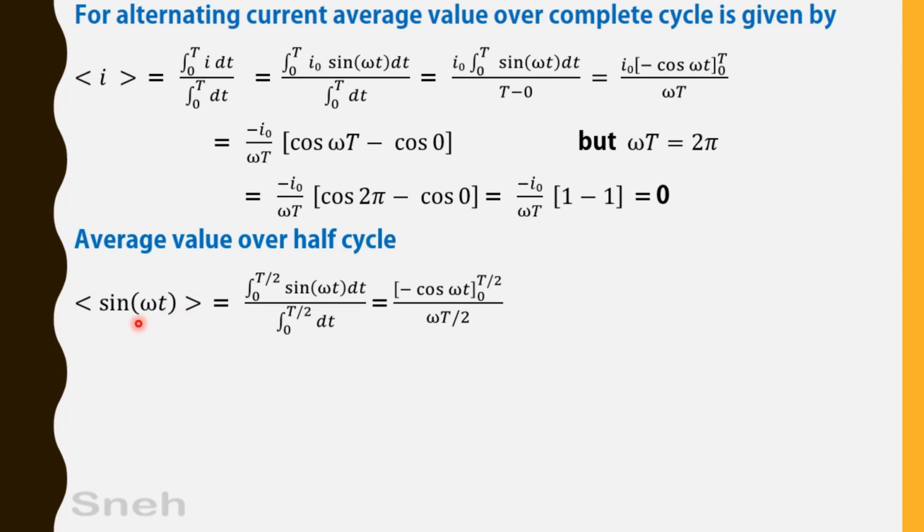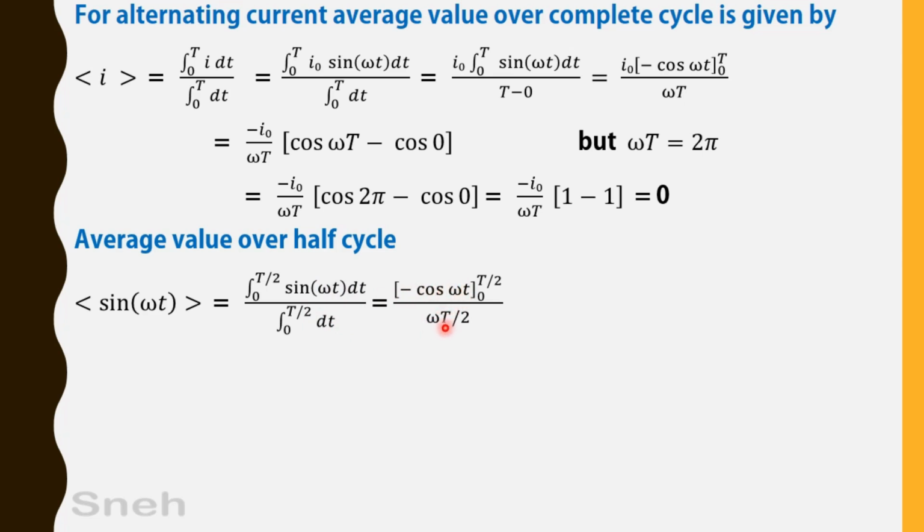So the average of sin omega t is given by the integration from 0 to T by 2. Why is T by 2 coming? For half cycle. Integral of sin omega t dt divided by the integral from 0 to T by 2 of dt. Now again I have to find the integration of sin omega t. This is the same thing we have just seen, and I have to repeat it here. So the integration of sin omega t is minus cos omega t divided by omega.